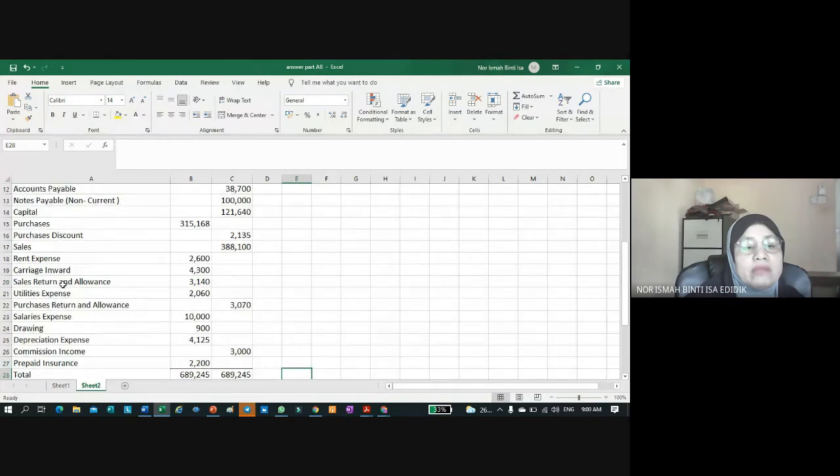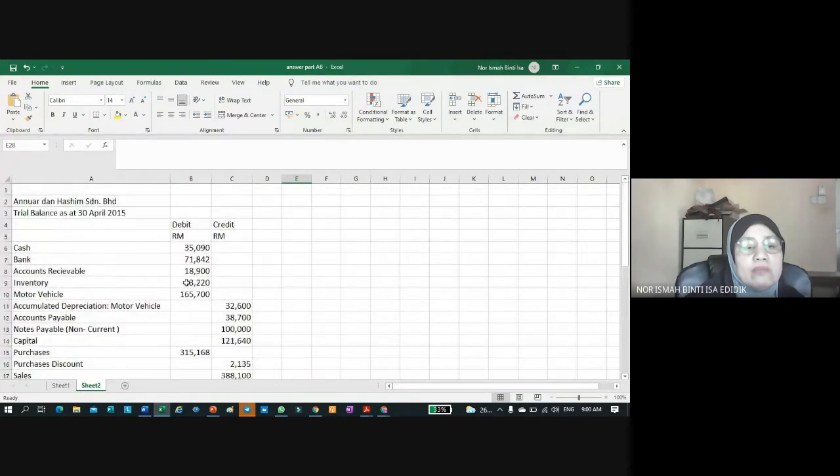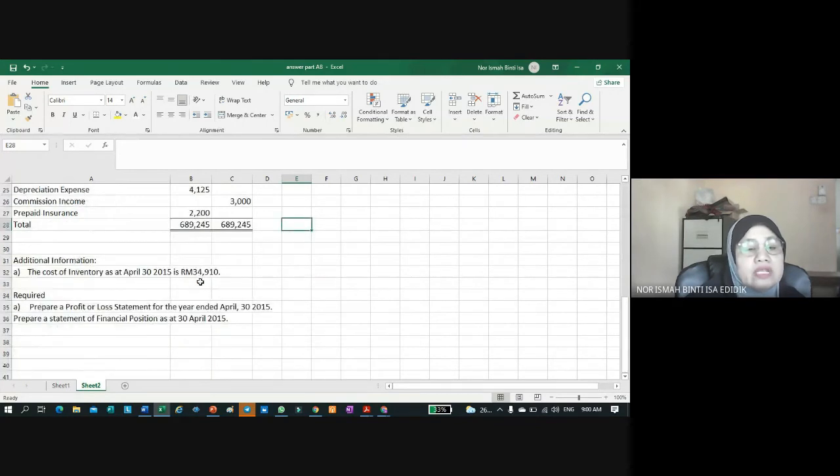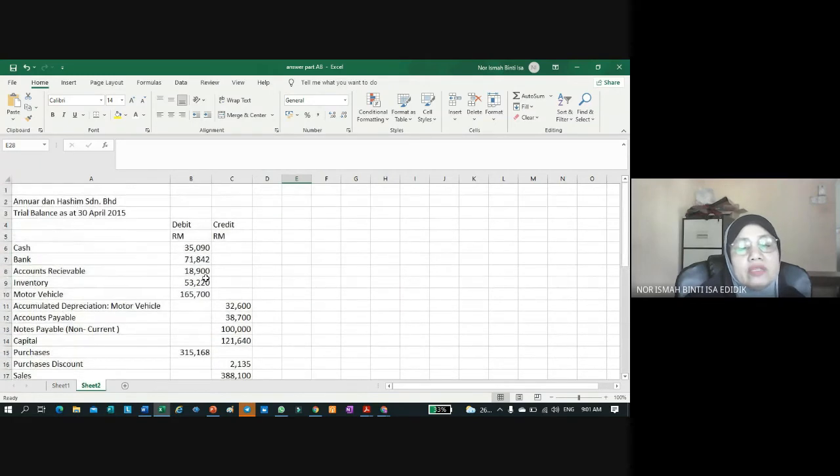Whatever appears here for inventory is the opening inventory. The closing inventory is usually given in the additional information. This is the closing inventory. Before you do the statements, you must first identify which items go to the financial position and which go to the expenses. So let's identify first.